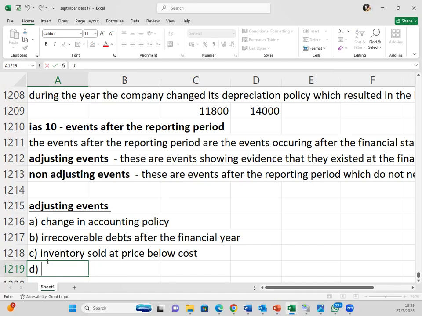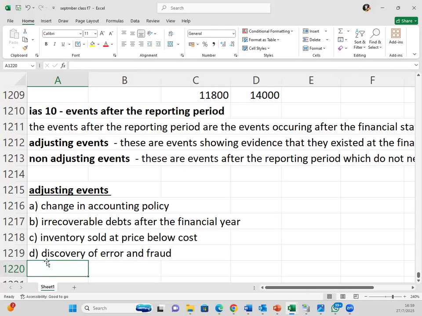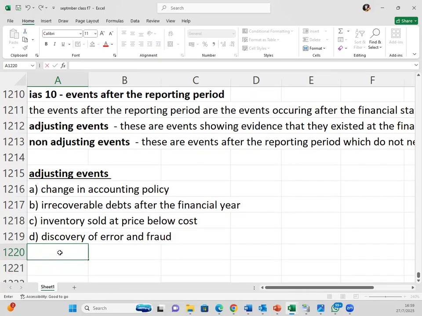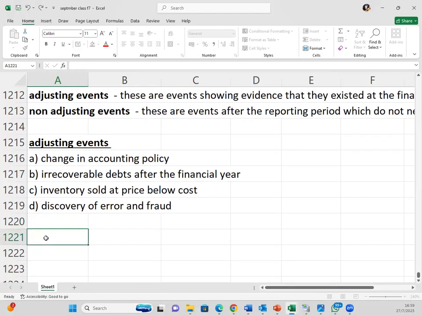Then also another issue, discovery of error and fraud. So discovery of error and fraud after the financial statement date. So those are adjusting events. Then the non-adjusting, it means everything else then falls under the non-adjusting events.